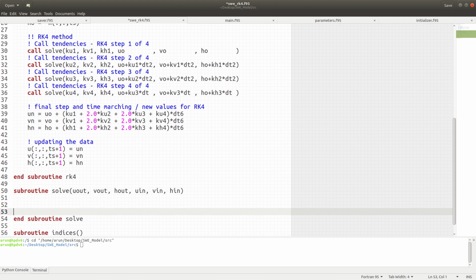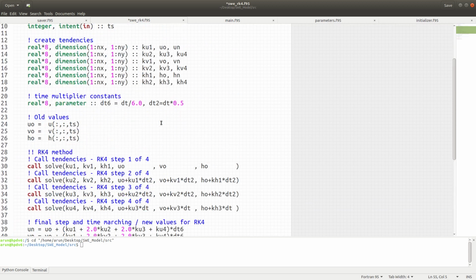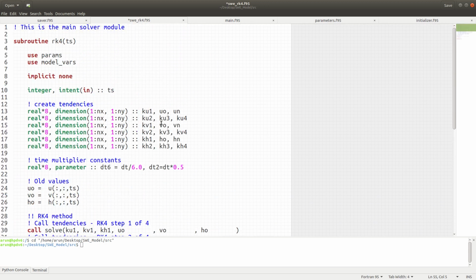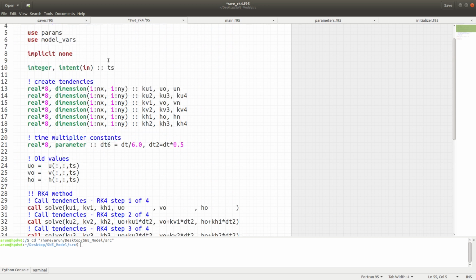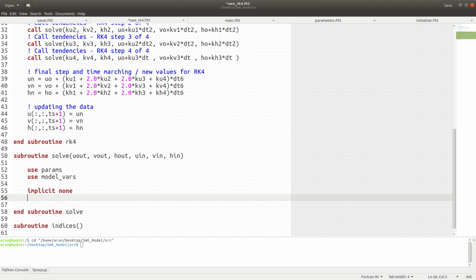Alright, and then as usual we need the use params module and use model vars, because it's going to use them. This is very important. This is the advantage of Fortran, because if you want to include multiple variables, all you have to do is just include the modules as they are, and this will work just fine, and you don't have to worry about how the variables are being used. And then let's call implicit none. Alright, so let's put intent in and out for these variables.